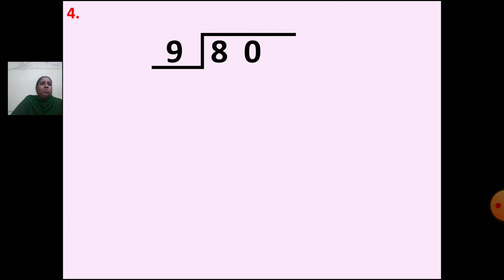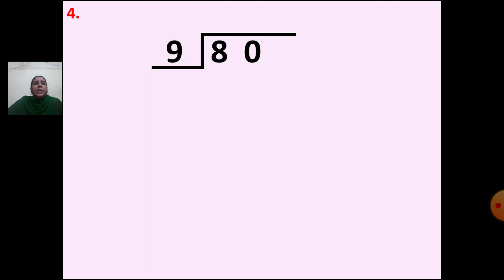Now let us do the fourth sum. Okay. Now 80 divided by 9. What is the question? 80 divided by 9. Here you see the first number again, 8 is small, 9 is big. You cannot do division, right? So what you are going to do, you will take a number which is less than 8 in the table of 9. So which number will you take?